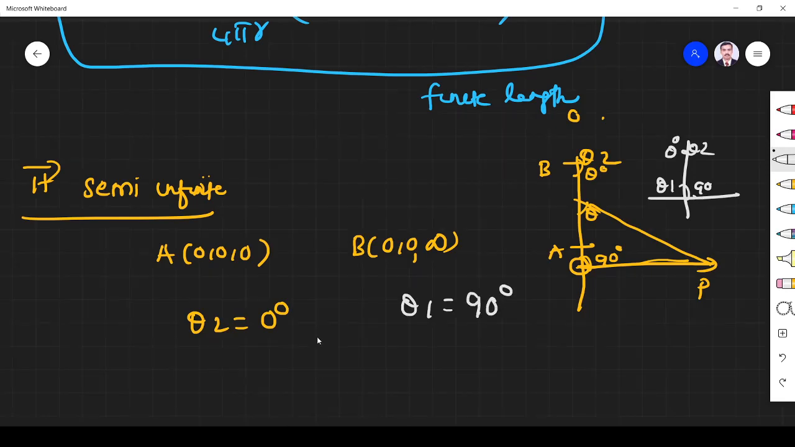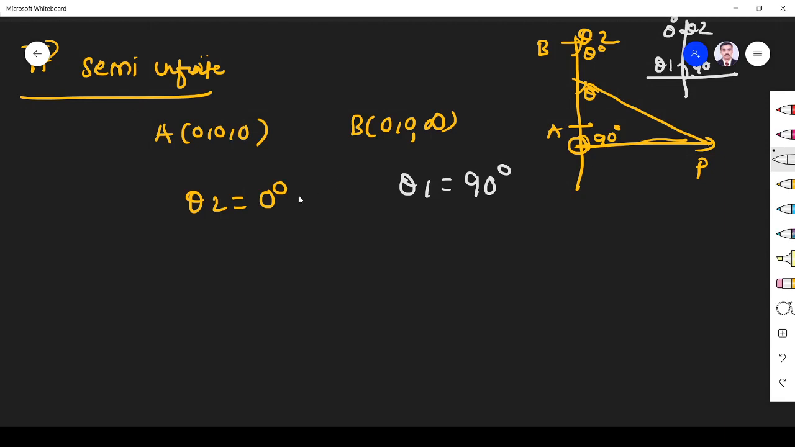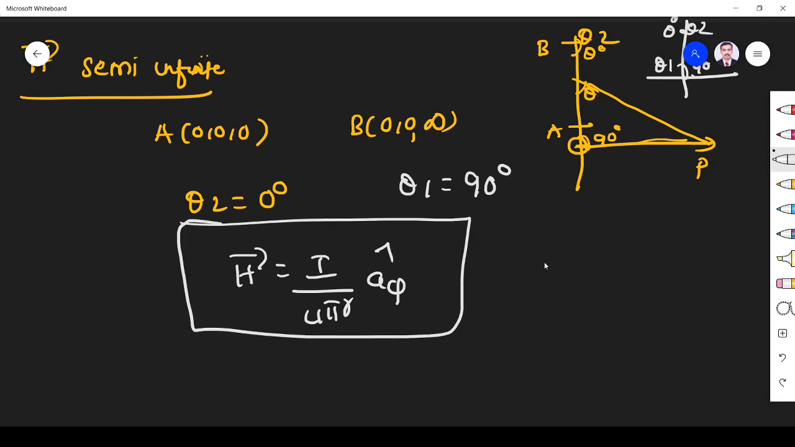This is the condition for semi-infinite. So we know the finite length formula, in that if you substitute theta 2 as 0 and theta 1 as 90, what happens? cos 90 is 0, cos 0 is 1. So it is I by 4 pi r A phi, right? So the magnetic field is H equal to I by 4 pi r A phi. This is the magnetic field produced due to a semi-infinite length current carrying conductor.